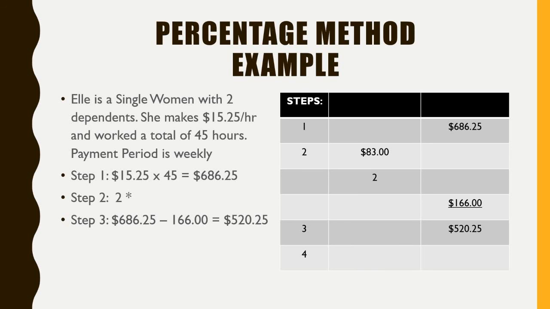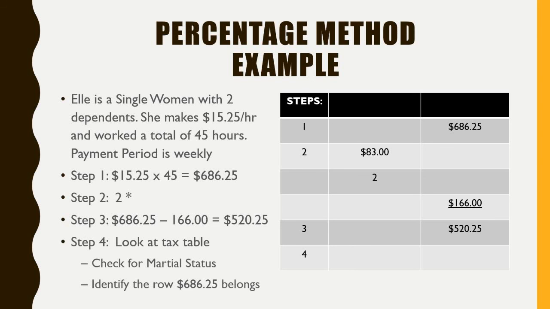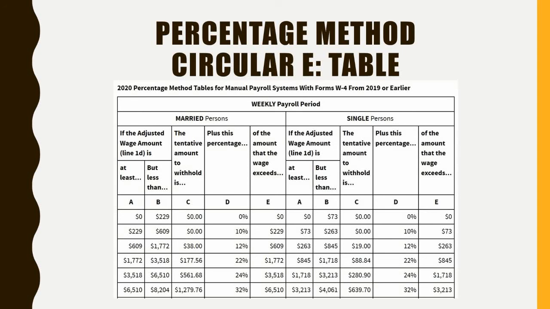Good. So your total here is going to be $520.20. That's your total gross earnings, all right? Now once you get this number, step number 4 is we're going to look at our Circular E table to find which bracket we belong to. So let's go ahead and look at our Circular E.